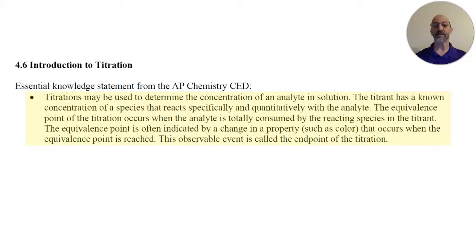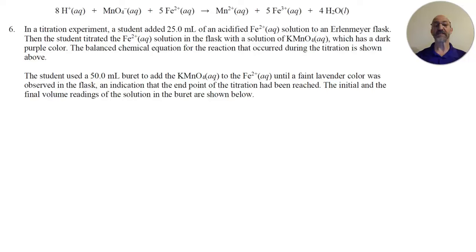The equivalence point is often indicated by a change in a property such as color that occurs when the equivalence point is reached. And this observable event is called the endpoint of the titration. Now let's move on to the practice for topic 4.6. This is question 6.